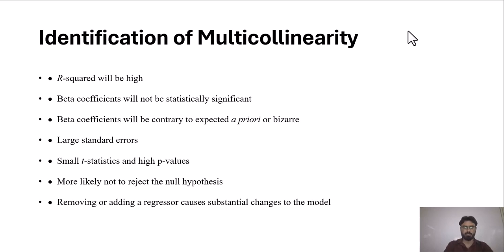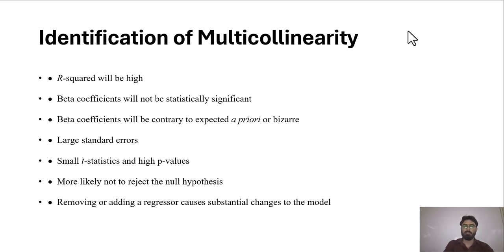In our previous lecture we discussed what is multicollinearity and what are its causes. In our today lecture we are going to discuss the identification of multicollinearity, that is, how can we identify that there exists multicollinearity in our data set. Keep in mind that identification and detection of multicollinearity are different things.